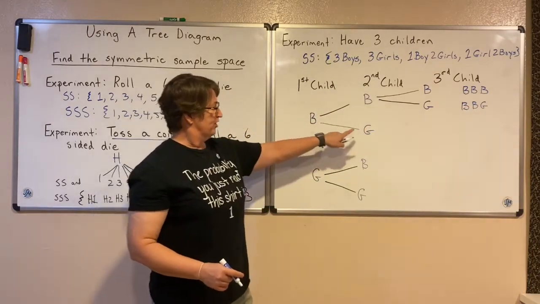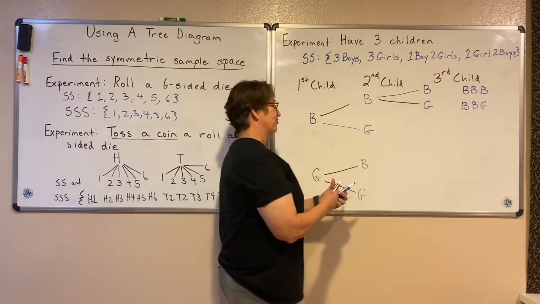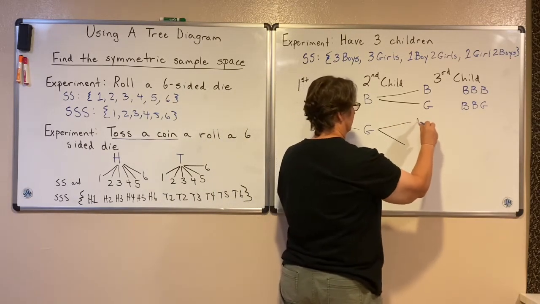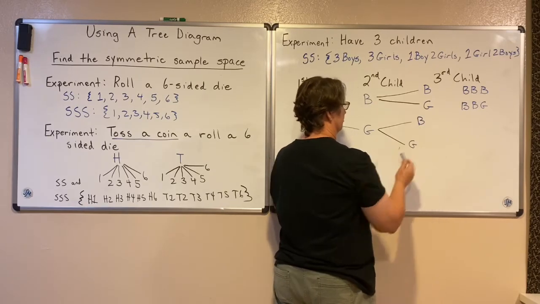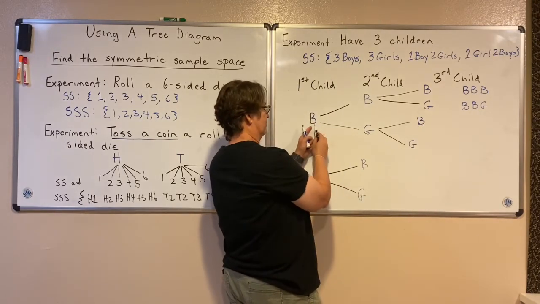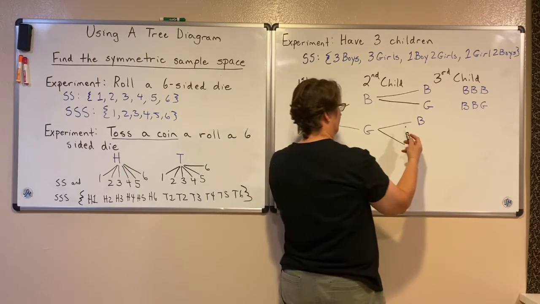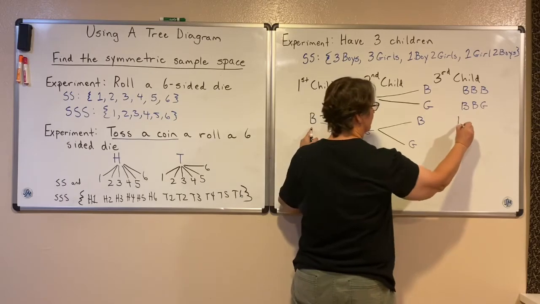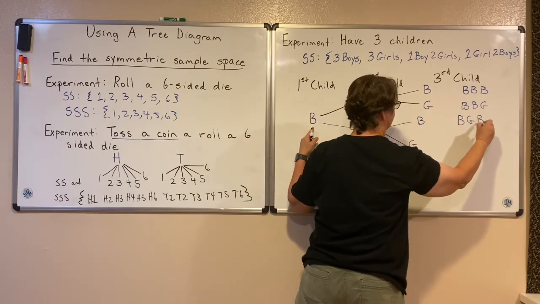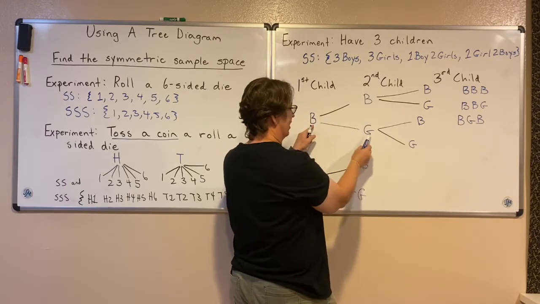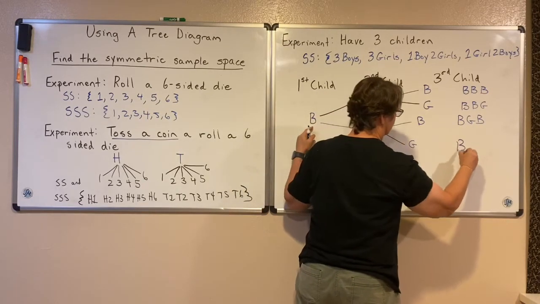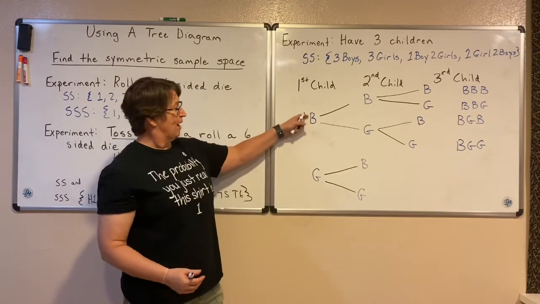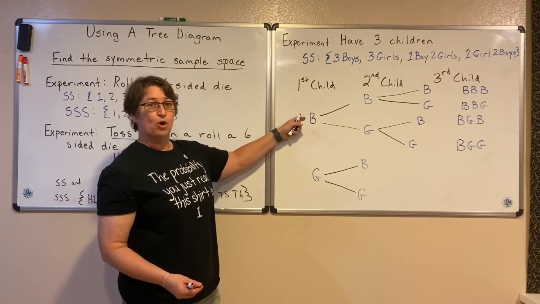Here I had a boy and then a girl, so what could happen on that third kid? Well, I could have a boy or I could have a girl. So in this case, if I had a boy first and then a girl, then I ended up with a boy, girl, boy. Here I ended up with a boy, girl, girl. Now, that's all my potentials for if I have a boy first.